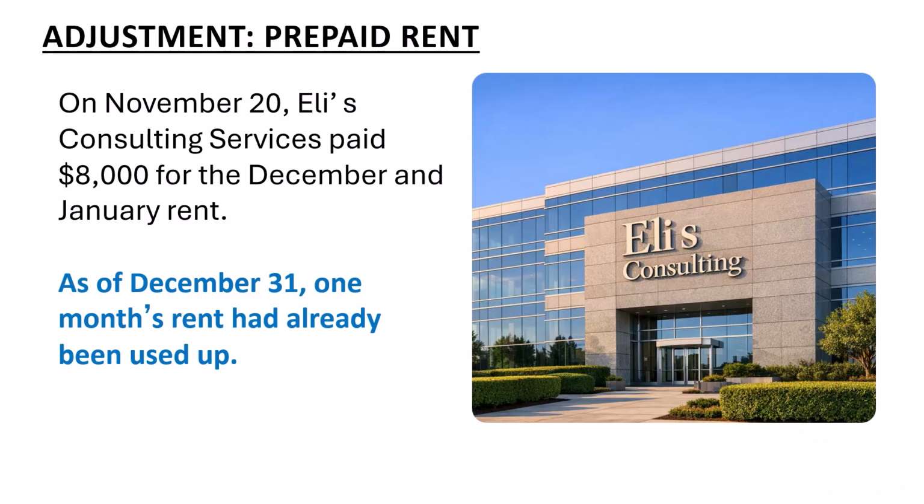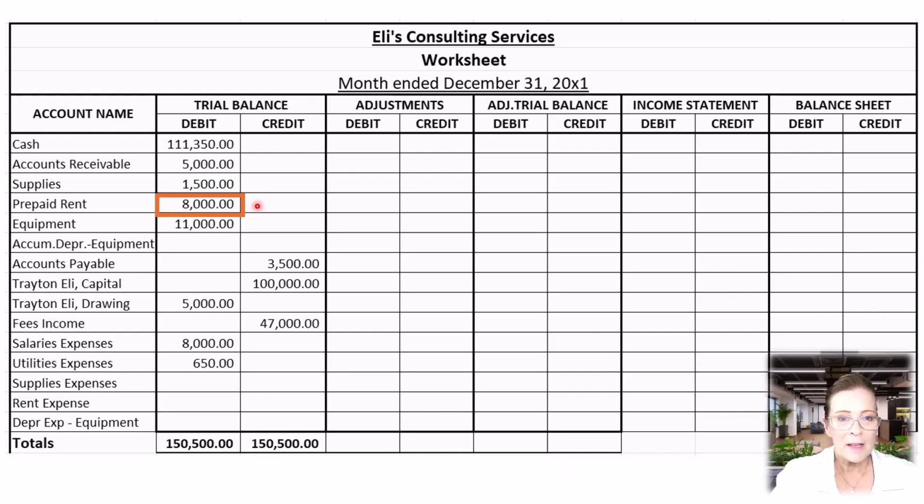Our next adjustment is for prepaid rent. On November 20th, Eli's Consulting Services paid $8,000 for the December and January rent. We recorded it as a prepaid rent at that time. As of December 31st, the prepaid rent account still shows $8,000 in the prepaid rent account. However, Eli's Consulting has used up the rent for December, and we now need to record it as an expense. Why? Well, the December rent portion is no longer an asset because Eli's Consulting has used the building the entire month.